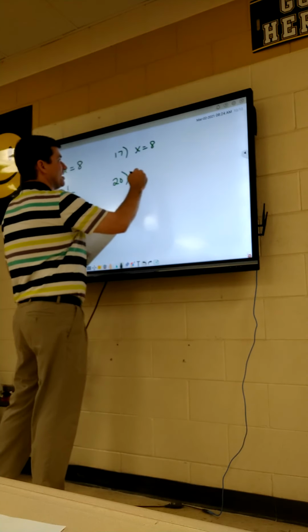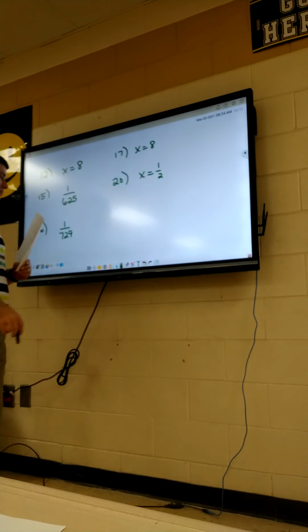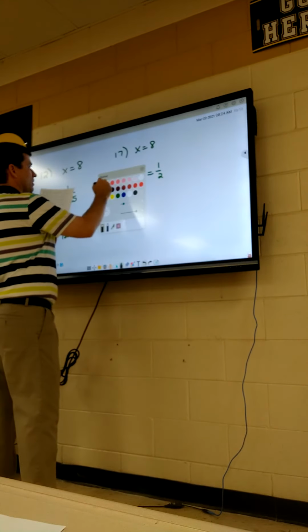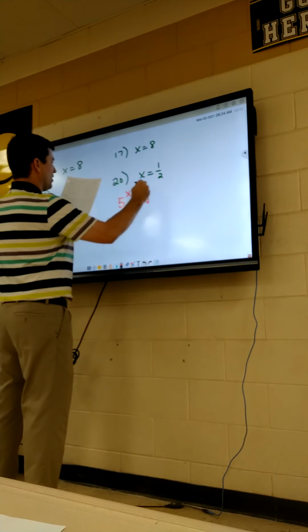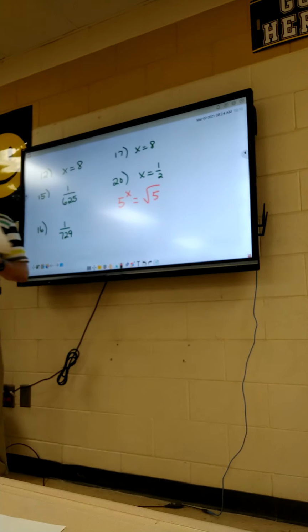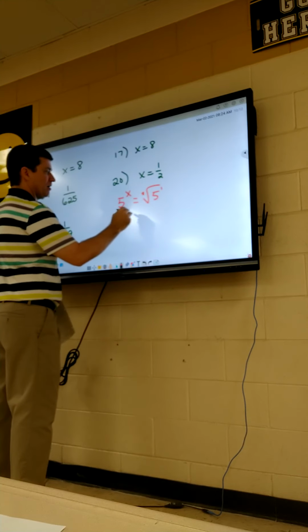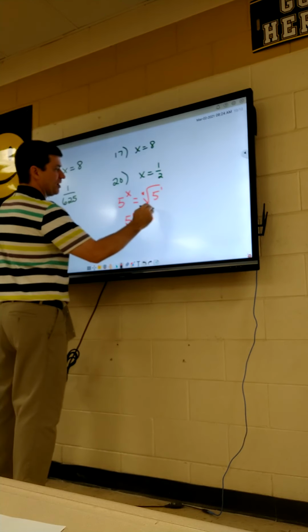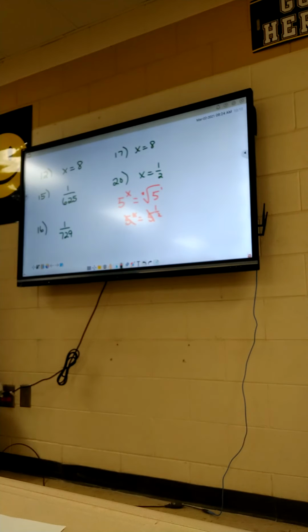My sheet says x equals 1/2. Do we need to look at that one? Yeah, let's look at that one. All right. So 20 is going to be 5 to the x equals square root of 5. That's how you set it up, right? Now, because that's an understood 1 and that's an understood square, that's going to be 5 to the 1/2. Okay, yeah, I see. Mark out your 5s now, x equals 1/2. Say it again.